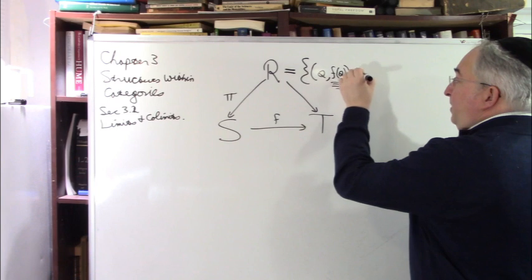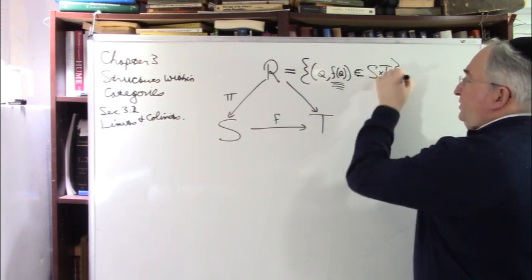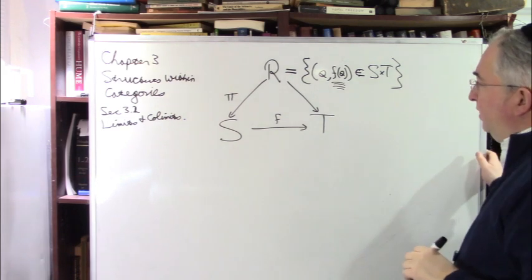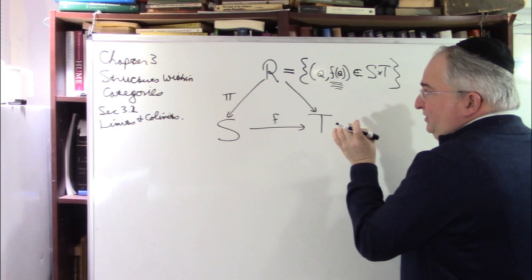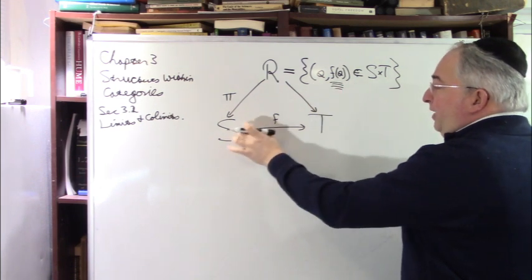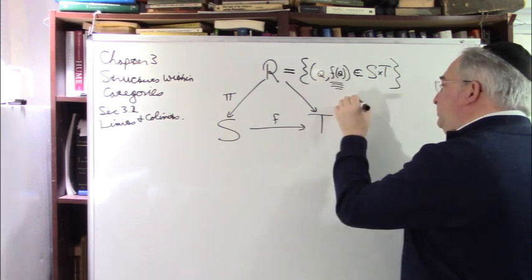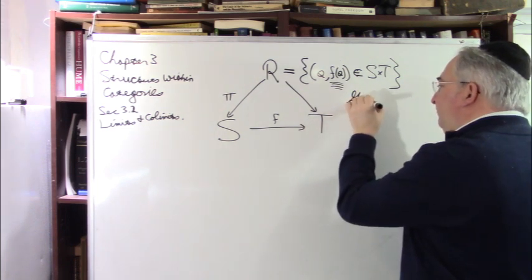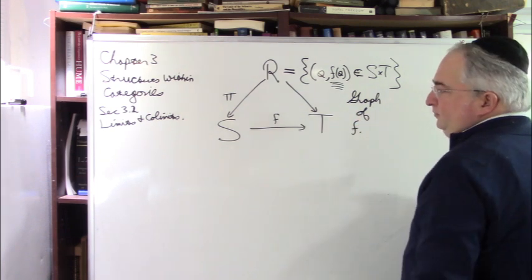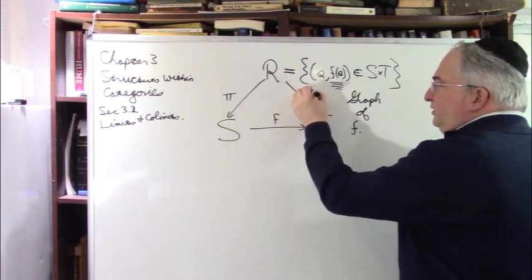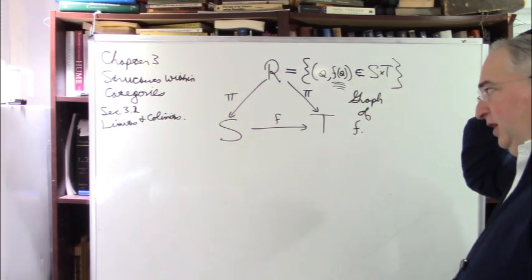This is going to be a member of S cross T. And that's it. Okay. So what is R? It's the subset of elements in here and here, such that you have this. Okay. This is called the graph of F. In regular set theory, this is called the graph of F. And you have a function, and this tells you what it looks like.